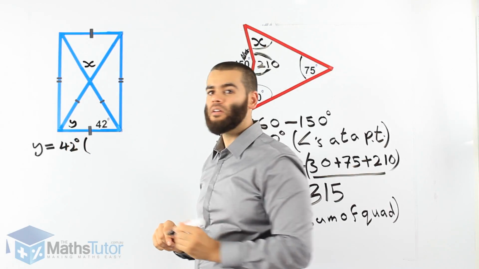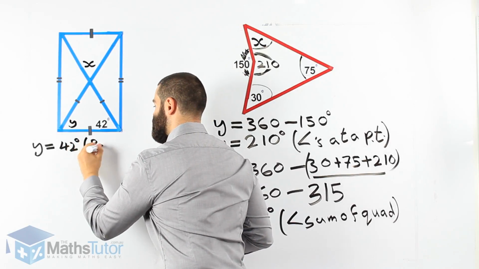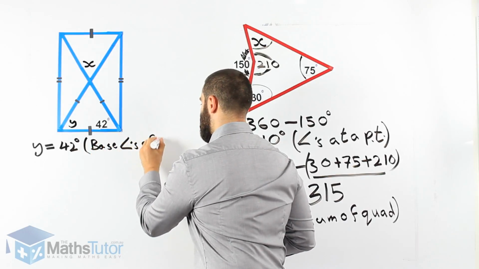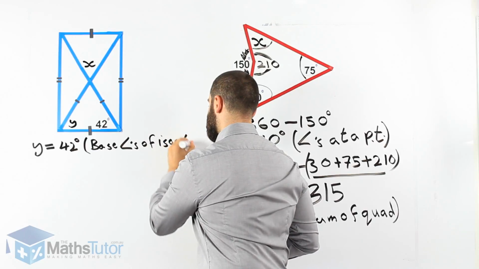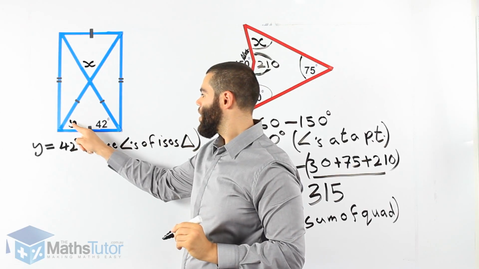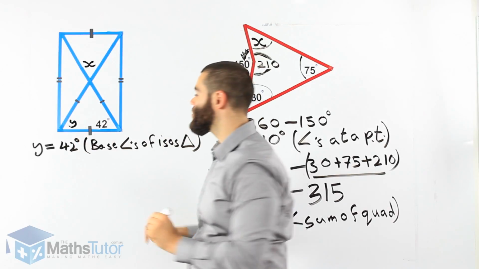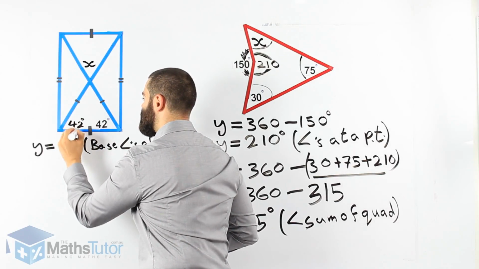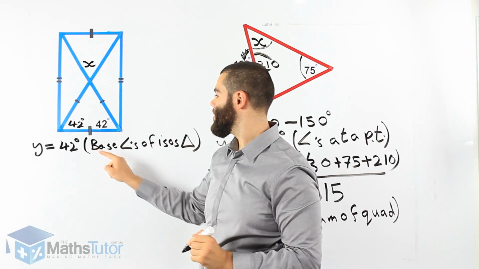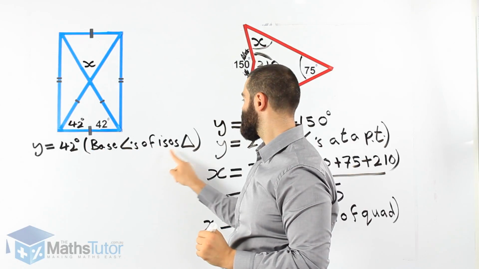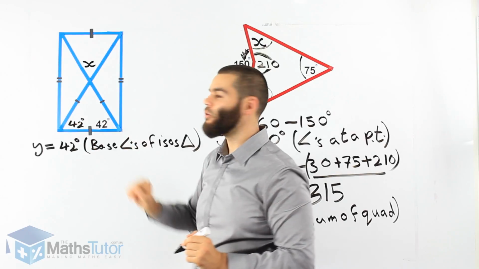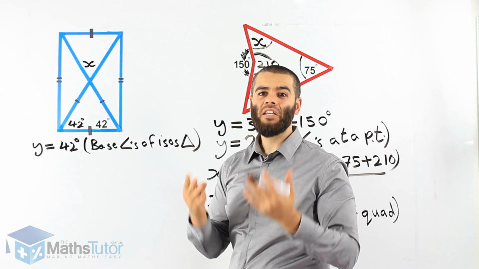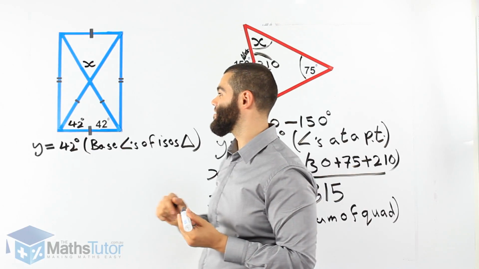What's the reason? Base angles of isosceles triangle. Y is 42. This angle here is 42. It's going to help us to find x, 42 degrees. So 42 degrees, base angles of isosceles triangle, 42 and 42. We are now coming closer. We're creating information to help us find x.